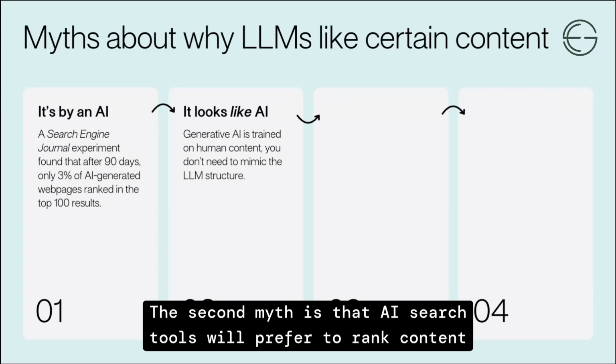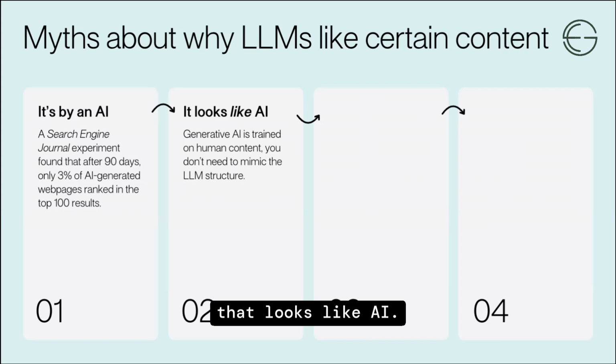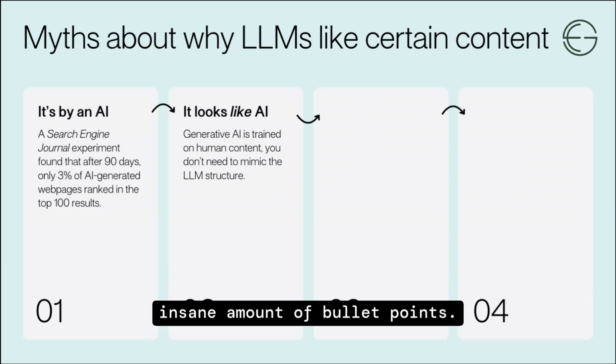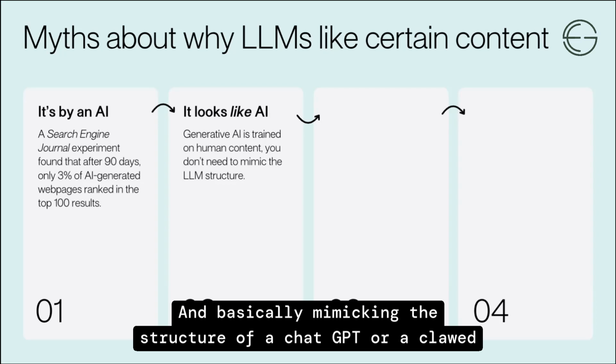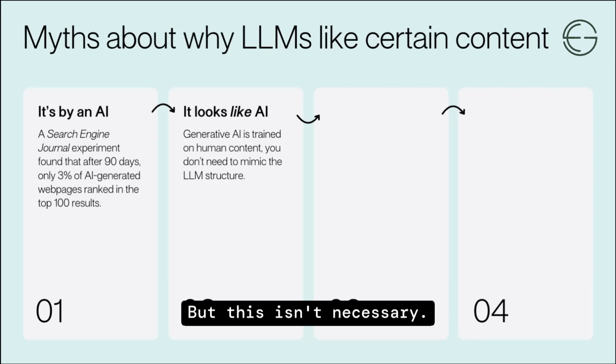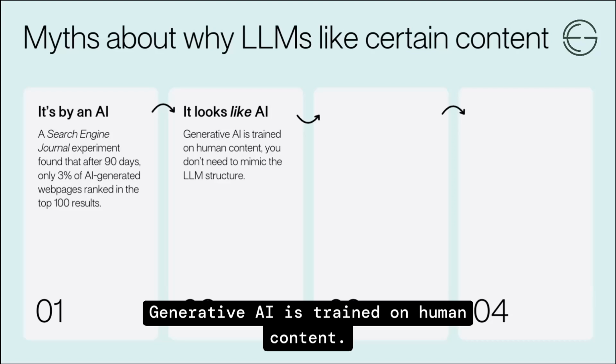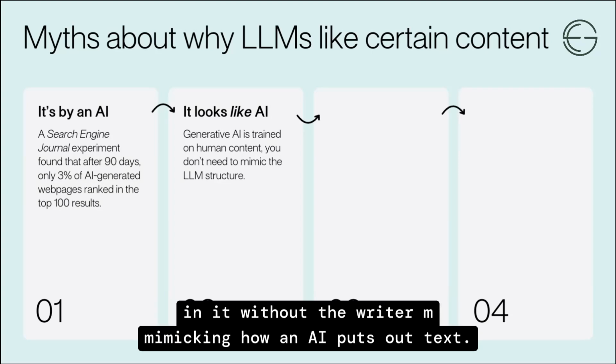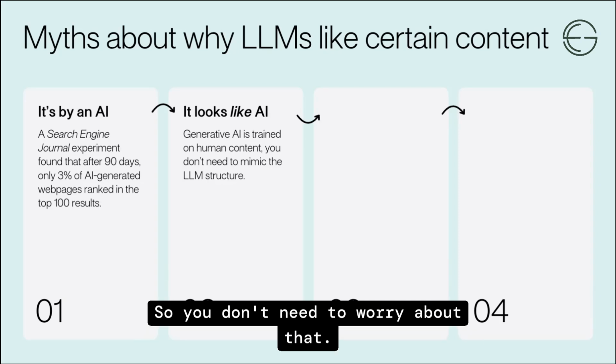The second myth is that AI search tools will prefer to rank content that looks like AI. And by that, I mean writing in very, very short paragraphs, doing an insane amount of bullet points, and basically mimicking the structure of a ChatGPT or a Claude answer. But this isn't necessary. Generative AI is trained on human content. It is fully capable of scanning a web page and understanding what is in it without the writer mimicking how an AI puts out text. So you don't need to worry about that.